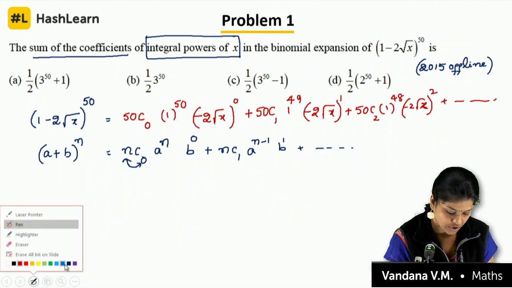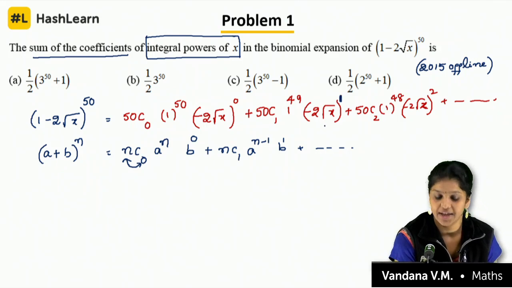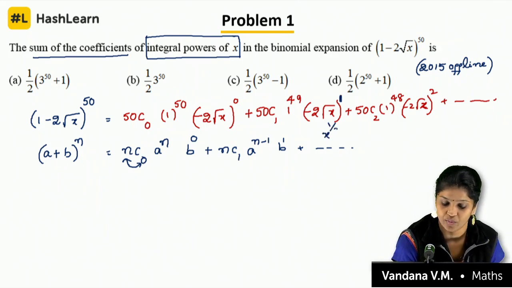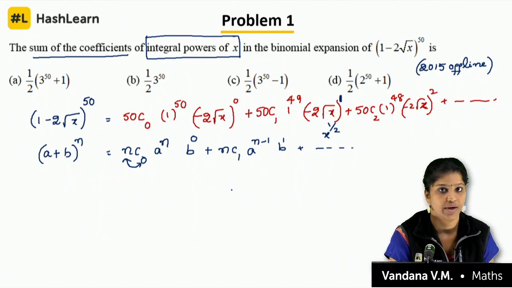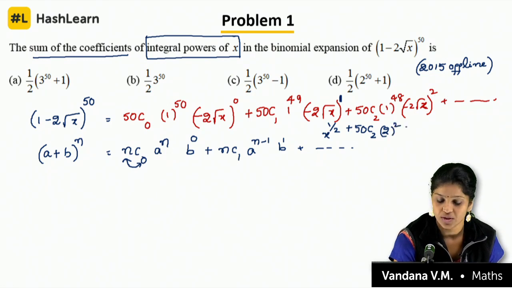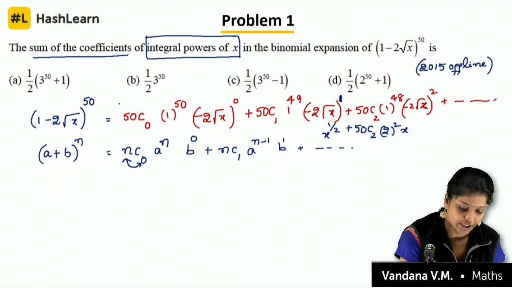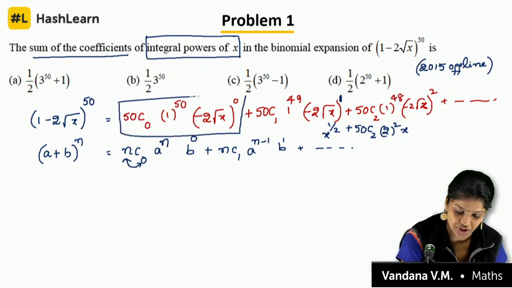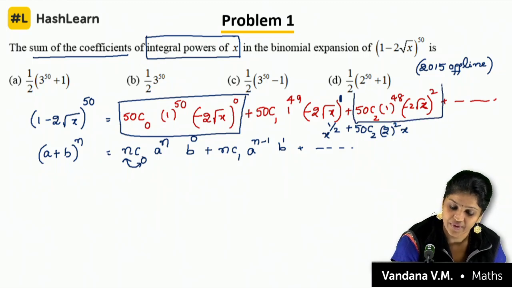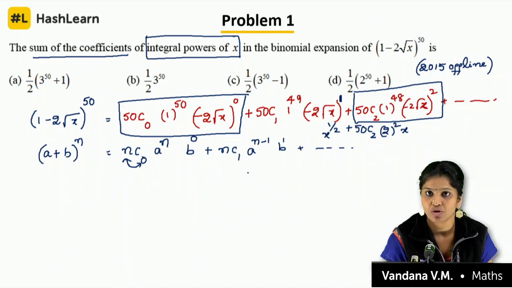So now here you observe children. Here I will get the power as 1. Here I will get x power whole power 1 by 2, which is a fraction, not an integer. But if you go for this, plus 50C2 minus into minus plus 2 square into root x whole square, what will I get? X I will get, isn't it? So, from where and all I am getting the integral powers? In the first term and in the third term and in the fifth term. It goes like this.